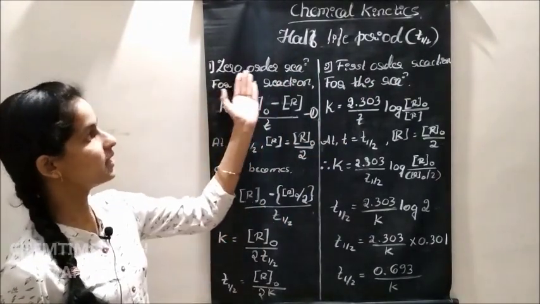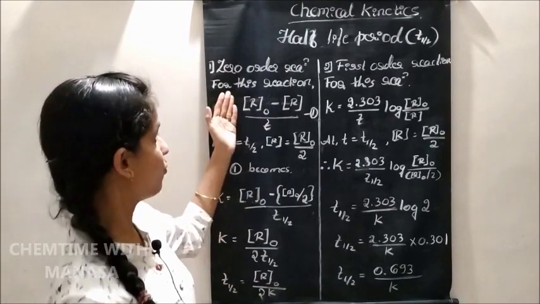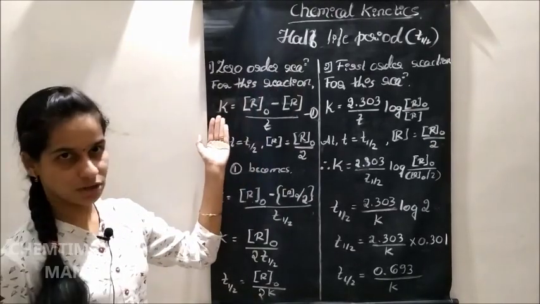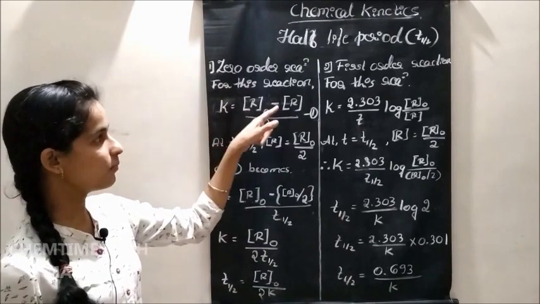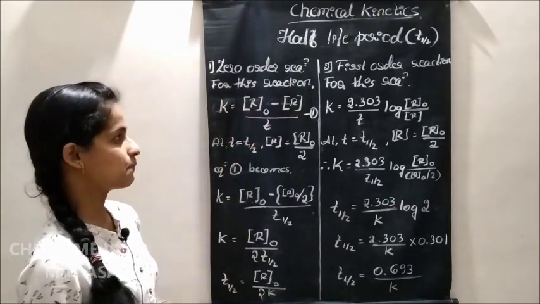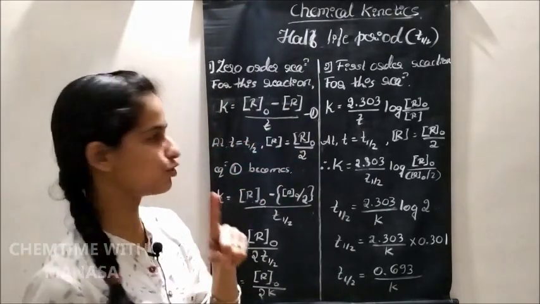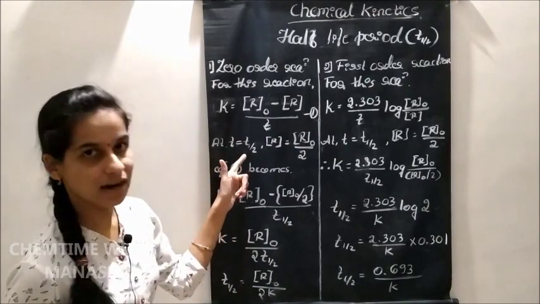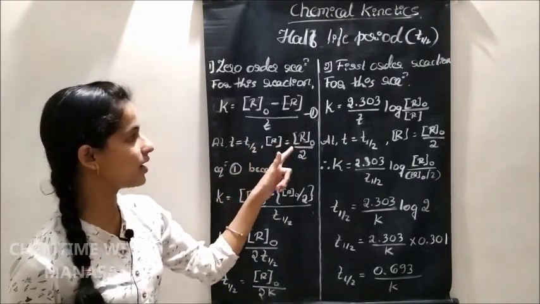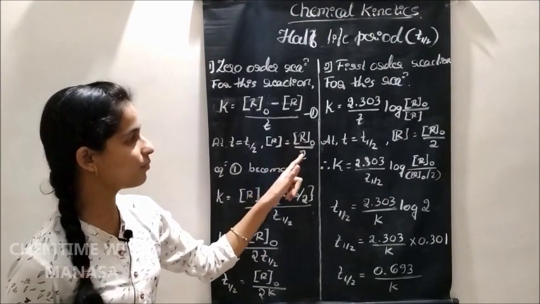So let us consider a zero order reaction. We know that for this reaction, the rate constant is given by R naught minus R divided by t. Let us number this equation as equation number 1. At T half, concentration of R is equal to R naught by 2.